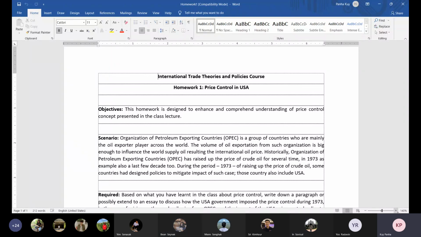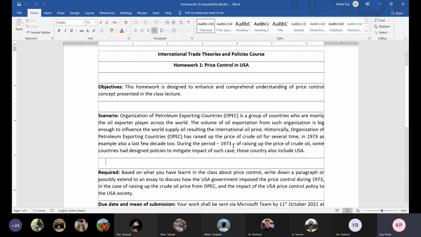We already learned price control in our review modules, and what I wish you to do is look at price control in the US. That is the one case study for you, and that's the objective of this homework. It is designed to enhance and deepen your understanding of the price control concept presented in the class lectures. That is the scenario I provide to you. The Organization of Petroleum Exporting Countries, that is OPEC, is a group of countries who are mainly oil exporters across the world. The volume of oil exports from this organization is big enough to influence the world supply of oil, resulting in the international oil price. I already discussed this with you, but I want you to write it up for me. That is the price control in gasoline.